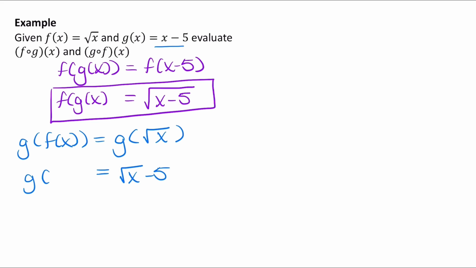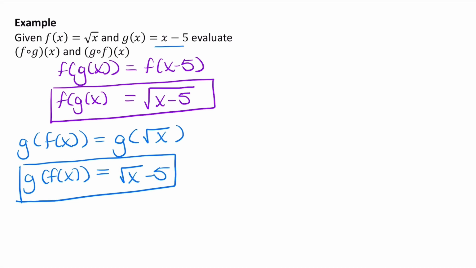I know this can be kind of confusing, but please notice that f of g of x and g of f of x are two different functions, right? Because in one of these, my minus 5 is under the square root, but in this problem, my minus 5 is outside the square root, right? This is the square root of x minus 5, where this, on the other hand, has everything under the square root.